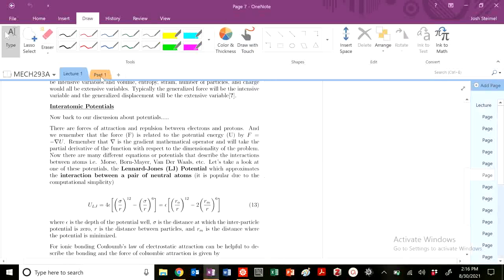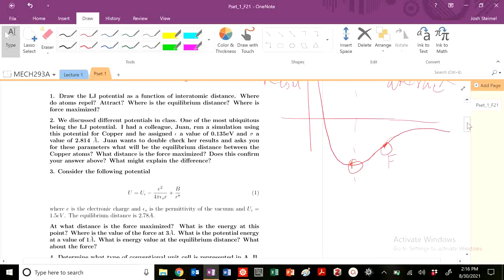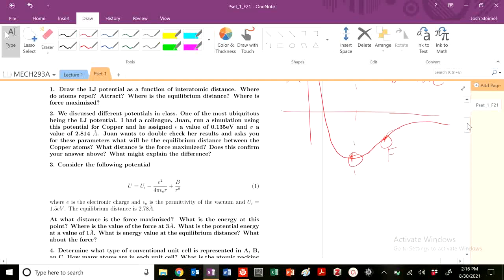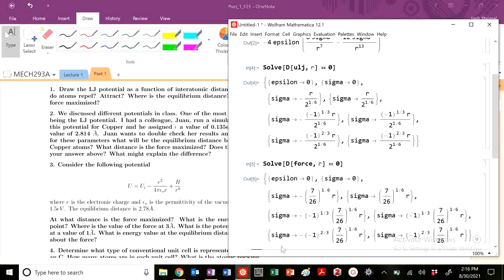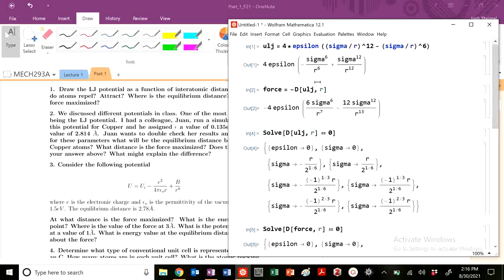And that leads us to our next problem right here. We discussed several potentials in class, the ubiquitous one being the Lennard-Jones potential. I asked you to run a simulation for copper. So we assigned parameter values for copper, and I'm going to go up here and reevaluate everything.